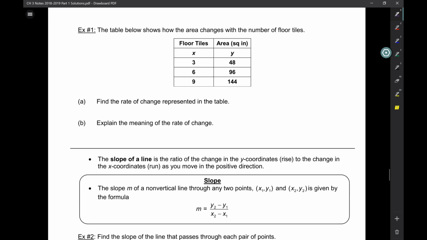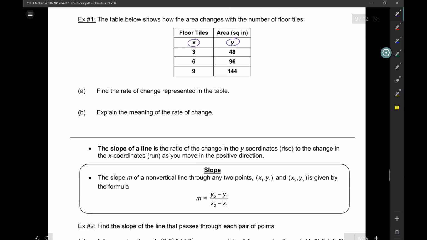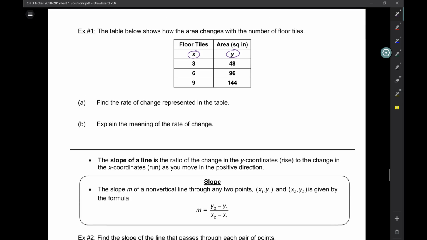Here, take a look at this. Now we have a table, no longer a graph. The table shows the area changes with the number of floor tiles. So the more floor tiles you have, the bigger area you have, right? So here's what we're going to do. You have X and you have Y. Between X and Y, which one is the horizontal and which one is the vertical? Y is the vertical, right? Because it's like the X and the Y axis. So Y is the vertical, that's the rise.